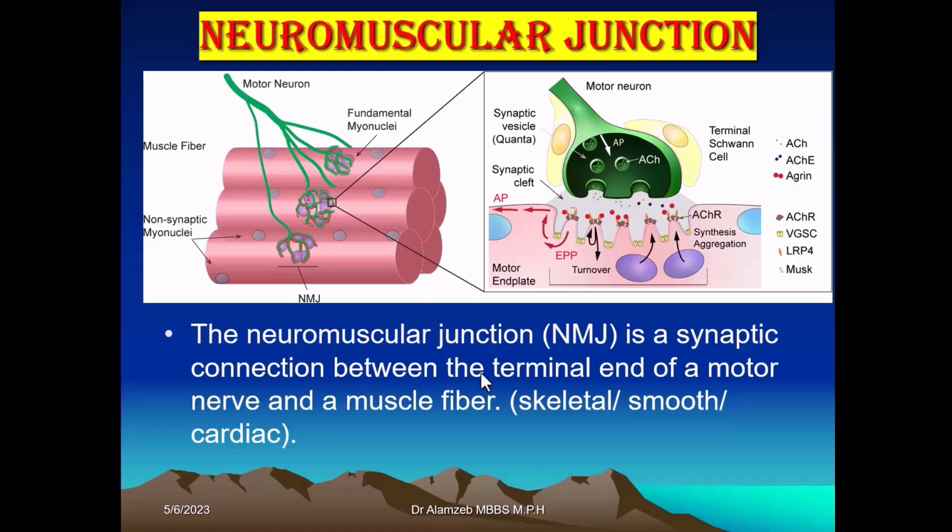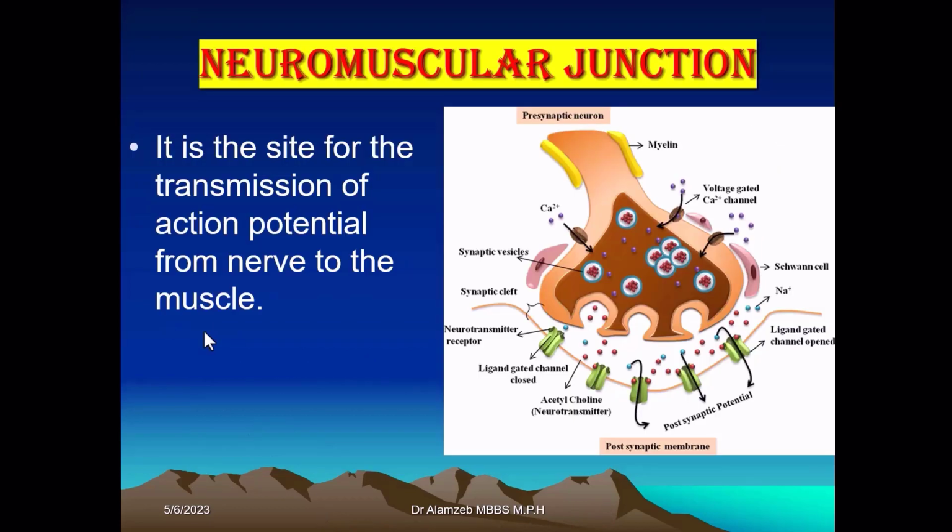The neuromuscular junction is a synaptic connection between the terminal end of a motor nerve and a muscle fiber. Muscles are skeletal, smooth, and cardiac muscles. What is a synapse? A synapse is a close contact between two cells to share information with each other. It is the site for transmission of the action potential from nerve to the muscle.